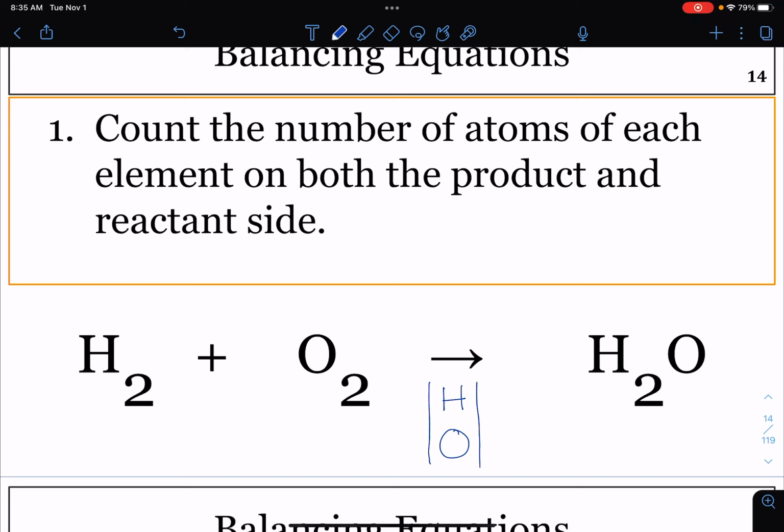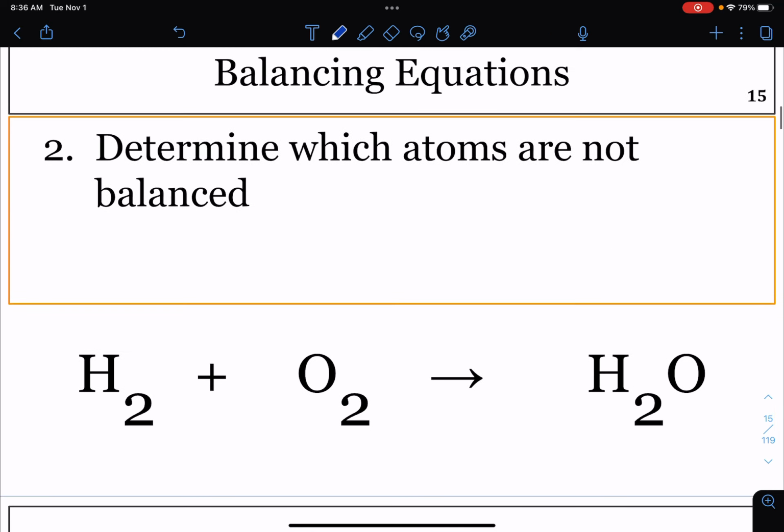Now I can count on the left-hand side and the right-hand side. This means I have a total of 2 hydrogen atoms on the left-hand side. This means I also have 2 hydrogen atoms on the right-hand side. This means I have 2 oxygen atoms on the left-hand side. And over here, I've got 1 oxygen atom on the right-hand side. So here I have counted, and I can tell now which atom is unbalanced, which is step 2, determining which atoms are not balanced. We know the oxygen atoms are not balanced.